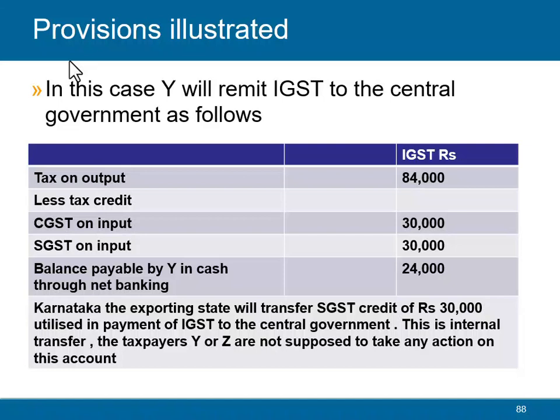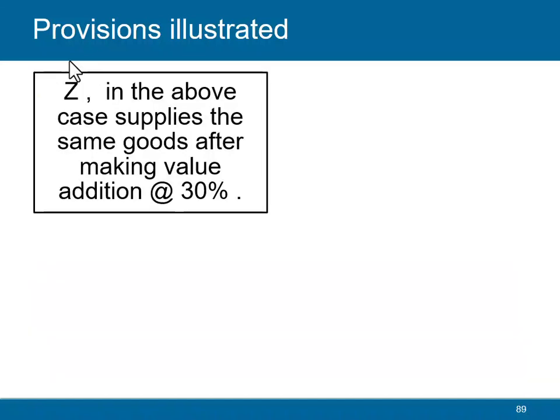This is government to government, because the goods earlier the tax was collected in Karnataka, but the goods have been exported, so they are not going to get any revenue. So they are going to pass on to the central government because it's now become an interstate transfer. Okay, fine. Okay, next. Z in the above case supplies the same goods after making value addition of 30%.